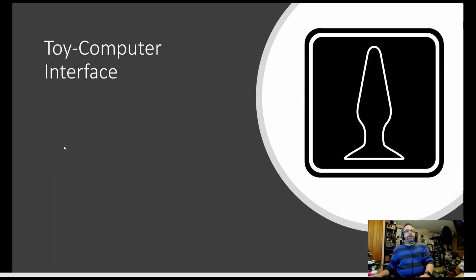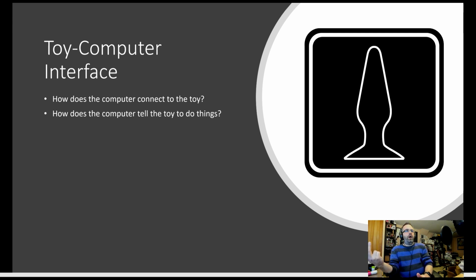Okay, on to the toy computer interface. So this is how the toy talks to the computer. This is going to be one of the more technical areas here. How does a computer connect to the toy? So that's going to be Bluetooth, USB, serial, whatever else. How does the computer tell toys to do things? This is what we call a protocol.